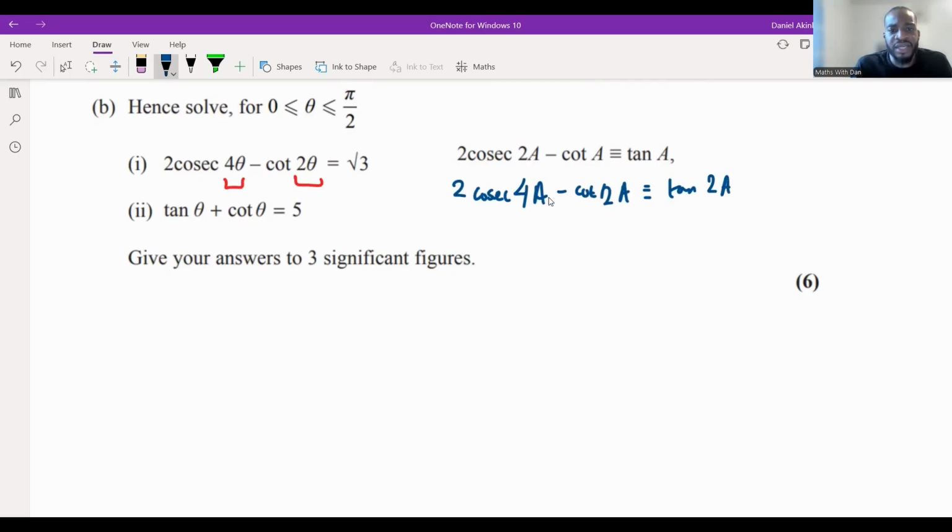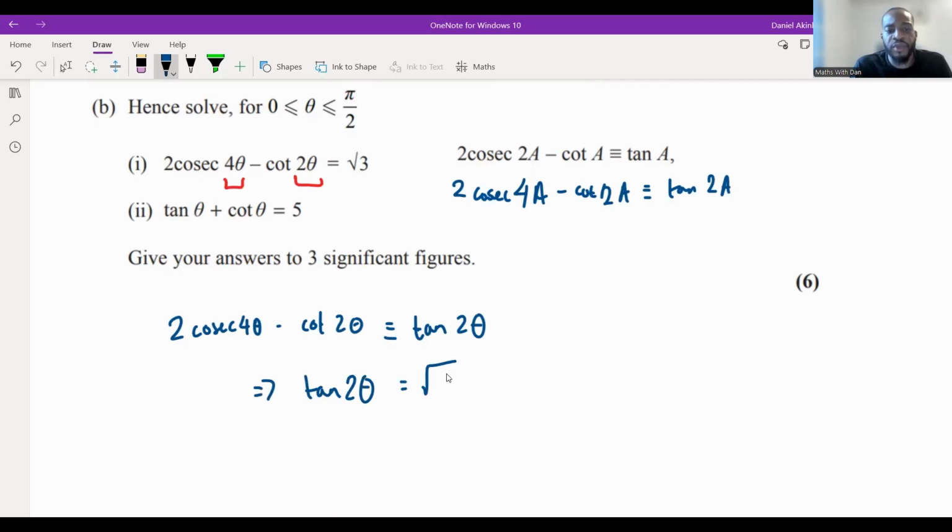So with that being said, this here, 2 cosec 4 theta minus cot 2 theta, has to be equal to tan 2 theta. Do you guys agree? Everybody happy with that? Yeah. So instead of solving that equal to root 3, we're actually just solving tan 2 theta is equal to root 3. Yeah. And it's between 0 and pi over 2.